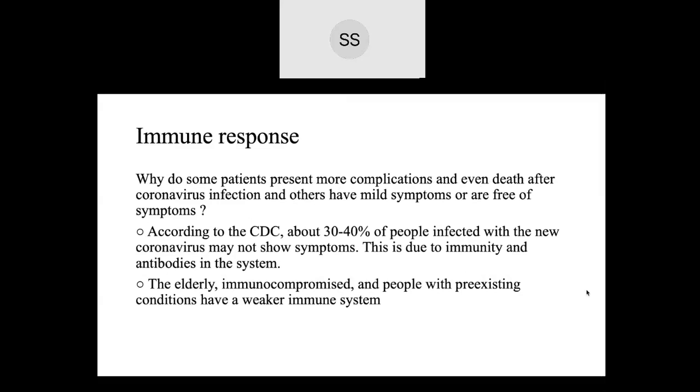However, according to the CDC, 30 to 40% of infected people do not show any signs or symptoms. This is due to their immune system, or they already have antibodies in their system that prevent them from getting the virus. However, the elderly, the immune compromised, and people with pre-existing conditions, who have a weaker immune system, have a higher chance of getting severe COVID-19 disease.